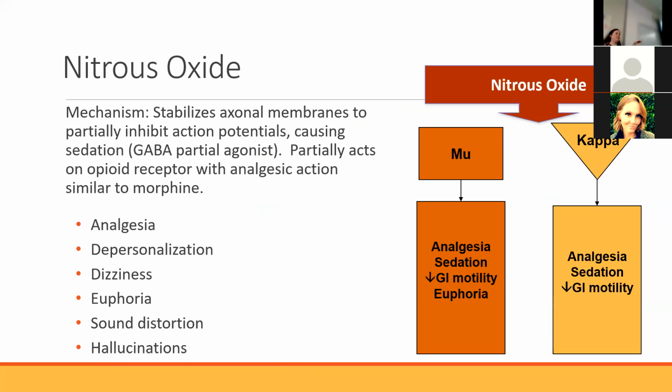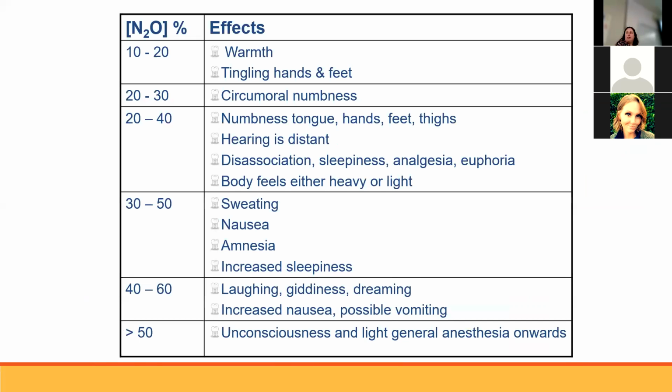Nitrous oxide works in lots of different ways. The big effect here is through GABA, as well as some opioid activity. It does cause analgesia, which is good. We like to have analgesia as well as sedation. Kind of not really asleep, but you're not really with it. So there's dizziness, euphoria, hallucinations, seeing things that aren't there, or hearing. And then there's a distribution of different effects somebody can feel based off of the different percentages.